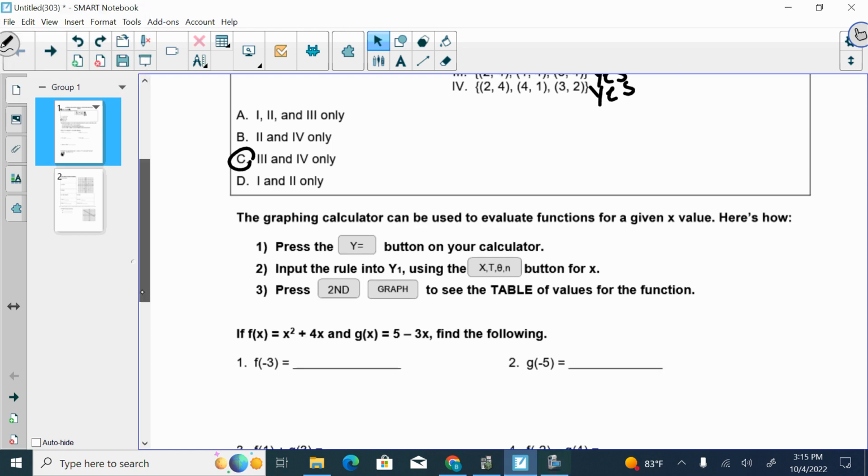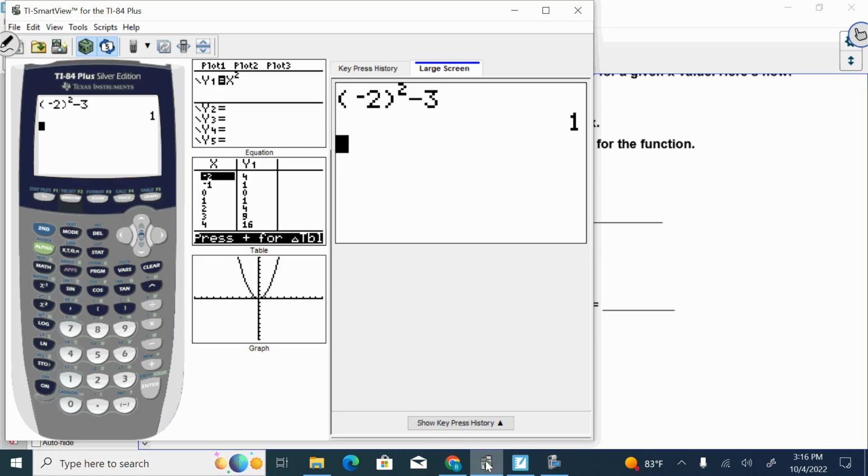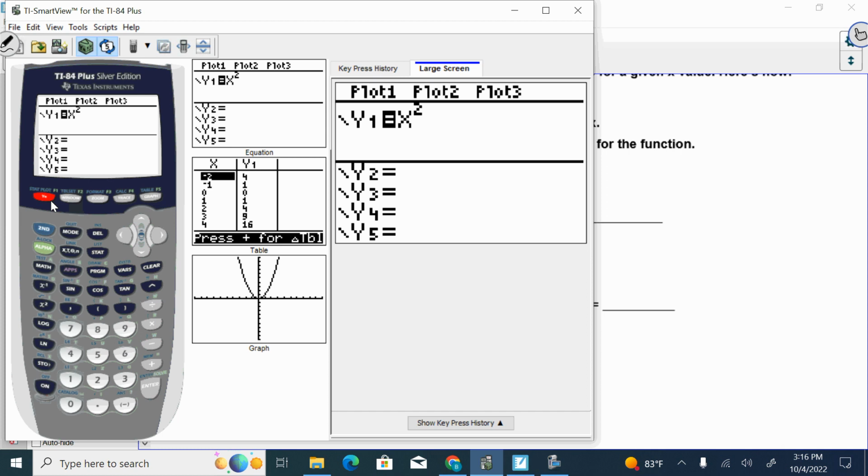So, for example 1, they asked for f of -3. Well, f would mean I'm looking at the first equation, right? f of x equals x squared plus 4x. So if I'm going to do this in my calculator, step 1 is to go to y equals. So you need to press your y equals button. And in y1, you're supposed to type in what they said the equation was.